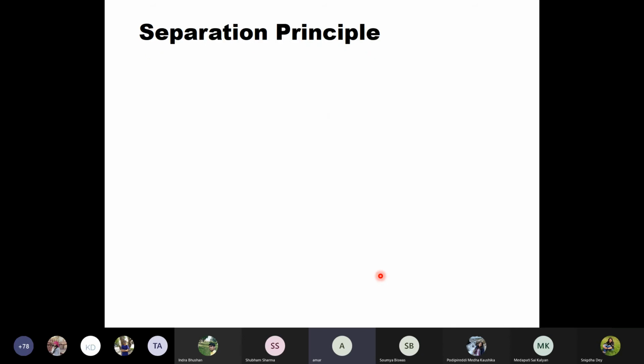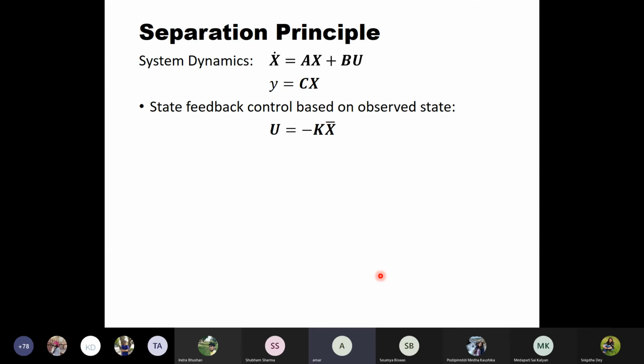Next, I will go to another important topic related to observer and controller design, which is called the separation principle. In the separation principle, we take the system dynamics x dot is equal to Ax plus Bu and y is equal to Cx, and the state feedback controller based on the observed state is u is equal to minus K x bar. Earlier we took the state feedback control equation as u is equal to minus Kx, assuming that all states are measured.